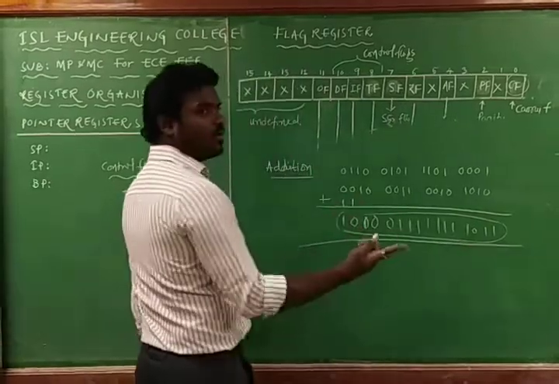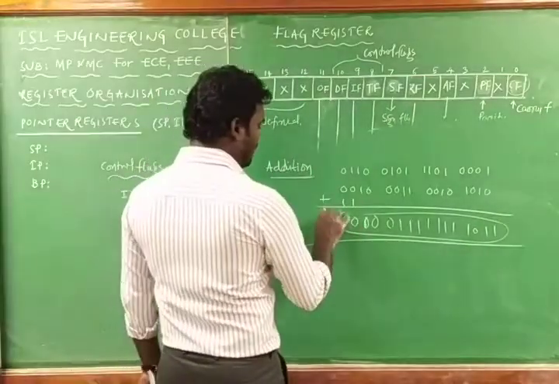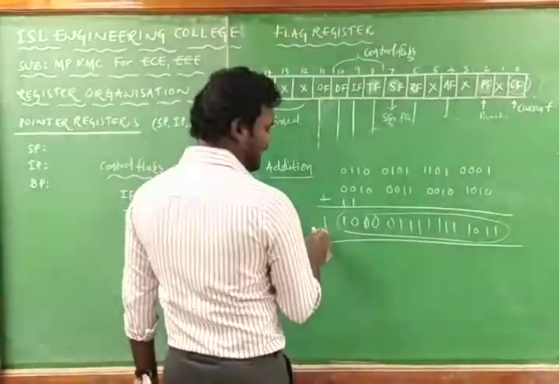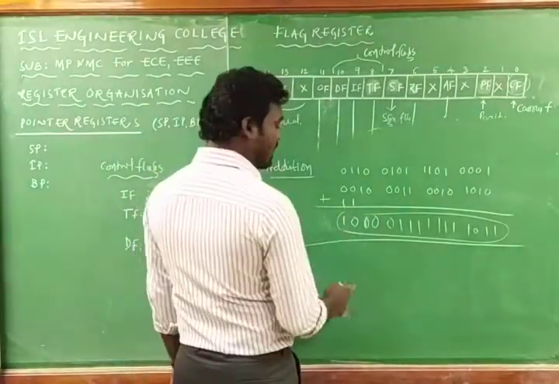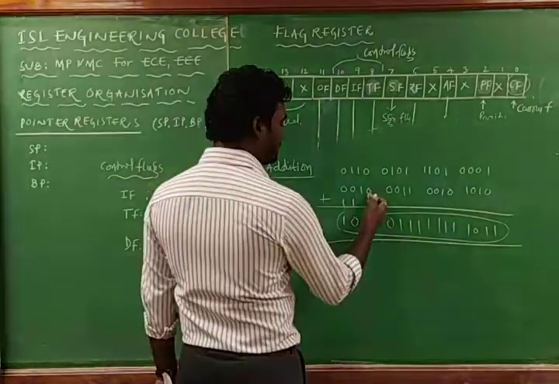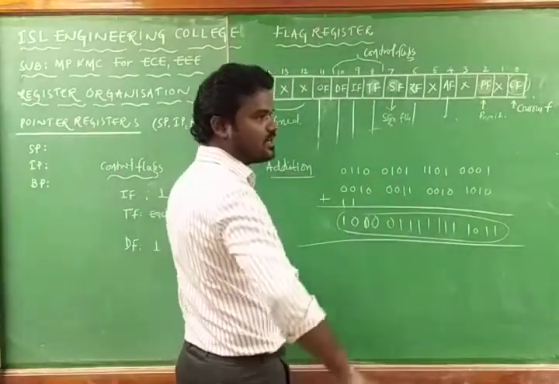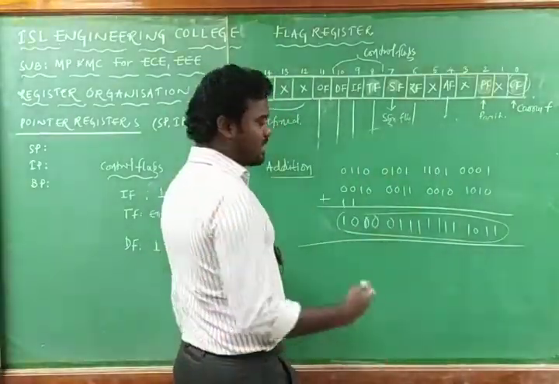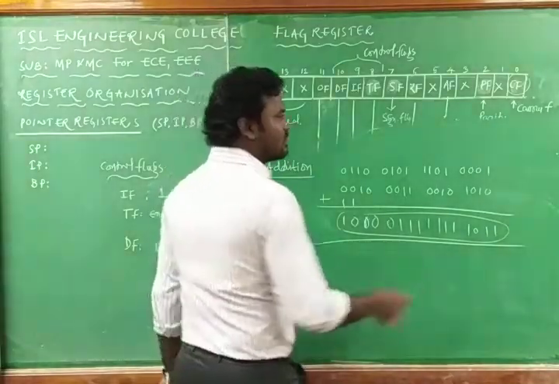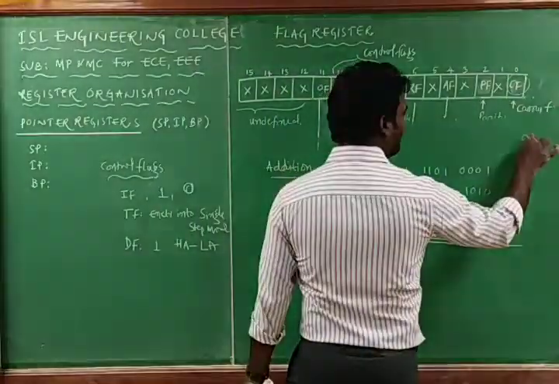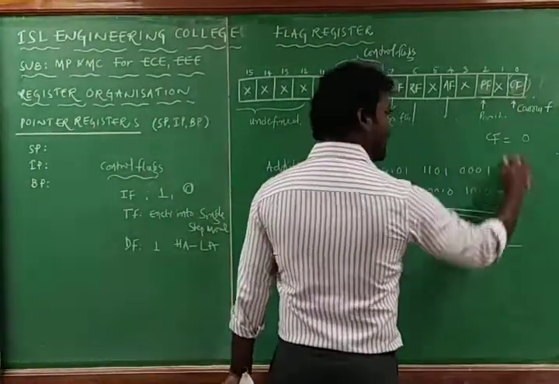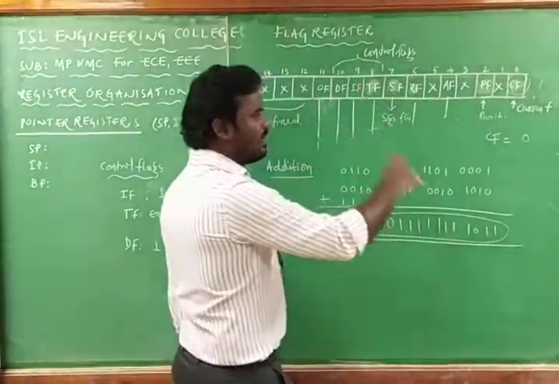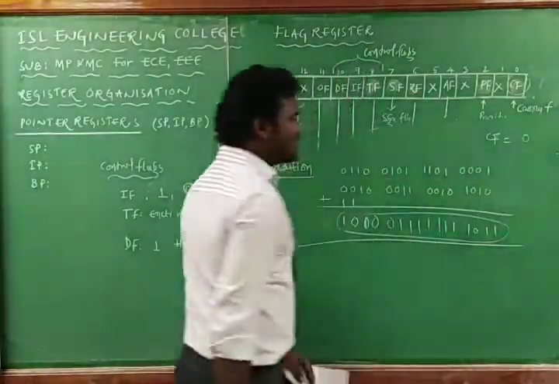There is no carry. If it got a carry, that would be a 17-bit number, but here there is none. We are adding 16-bit to 16-bit and getting a 16-bit result, so no additional bit has come. No carry means CF is equal to 0. If there is a carry, it is set to 1; if there is no carry, it is reset to 0.